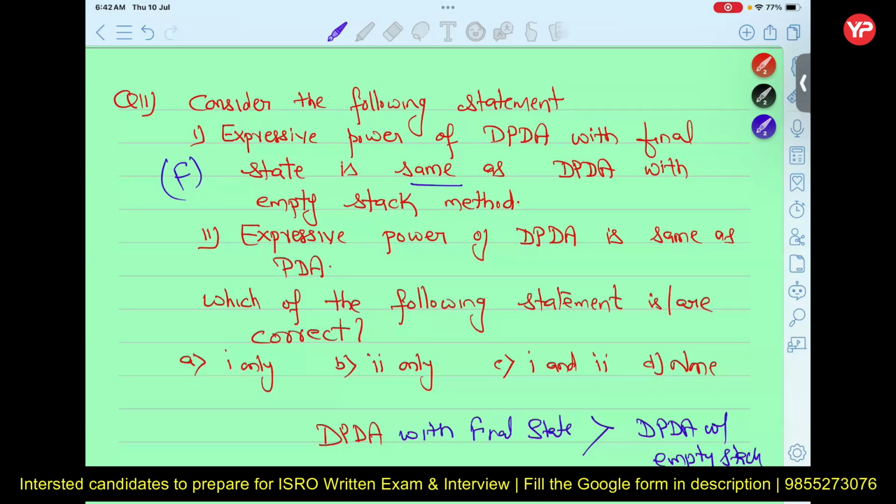Expressive power of DPDA is same as PDA. No, that is absolutely false because the language WWR is only accepted by PDA but not DPDA. So both the statements are false. It is asking which of the following statements are correct? None.